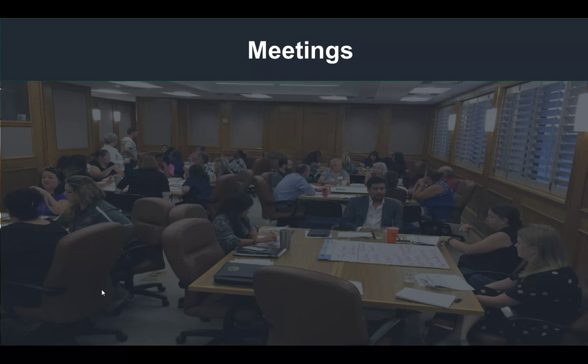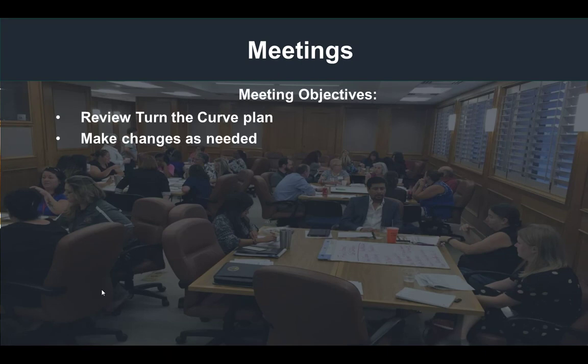Now that takes us to meetings. How do we make these RBA meetings efficient? The following approach will work well for all RBA meetings. Start by reviewing the turn the curve plan. Make changes to the plan as needed. The meeting agenda becomes the 5 core questions.